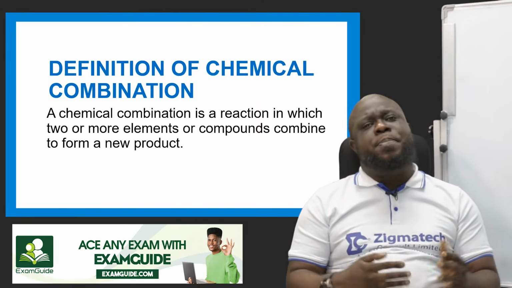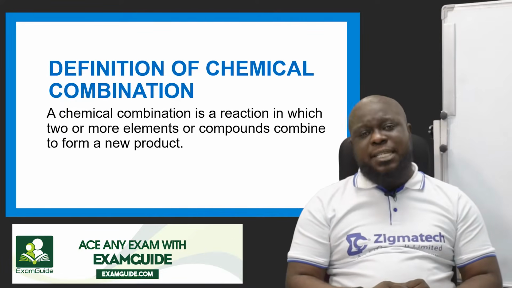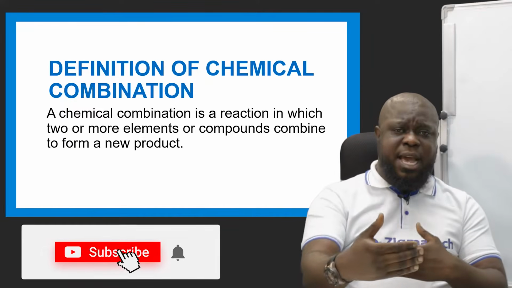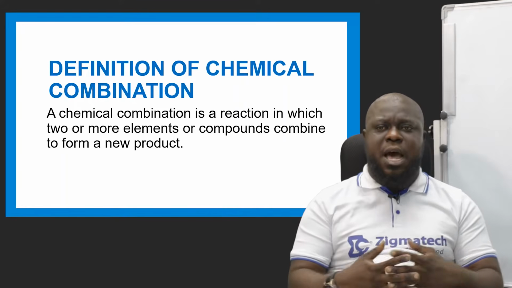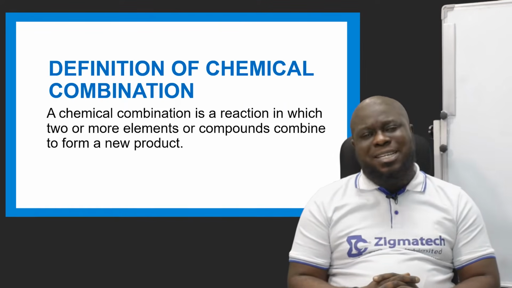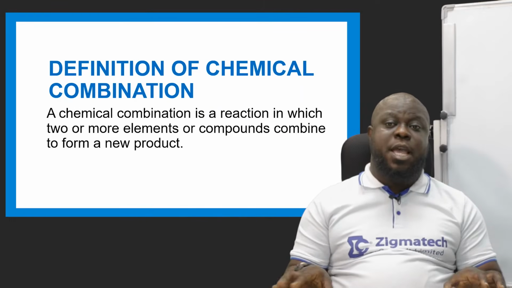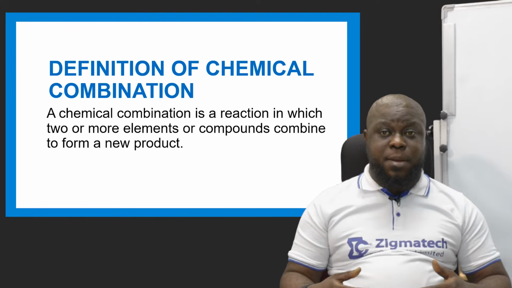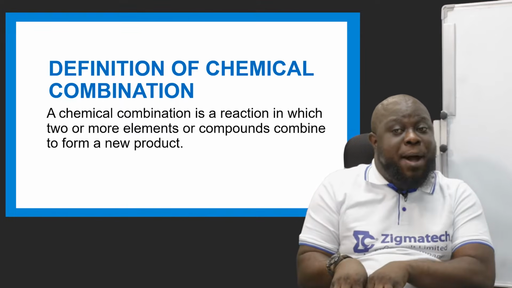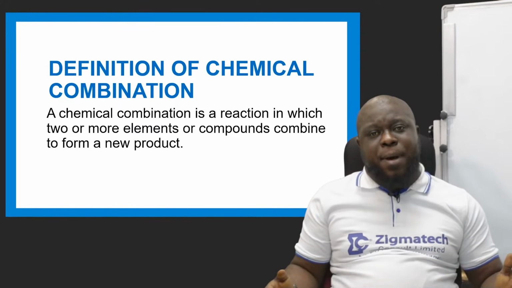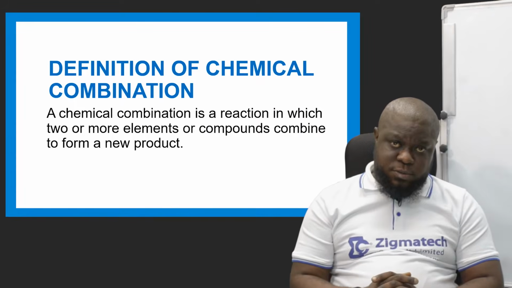We know that a catalyst speeds up or alters a reaction and remains unchanged afterwards. So in essence, this catalyst lowers the activation energy for them to speed up and form a new product, different from the reactants. A compound can still be a reactant, because we said chemical combination is a reaction in which two or more elements or compounds combine to form a new product. In essence, compounds can still be reactants to form newer products.